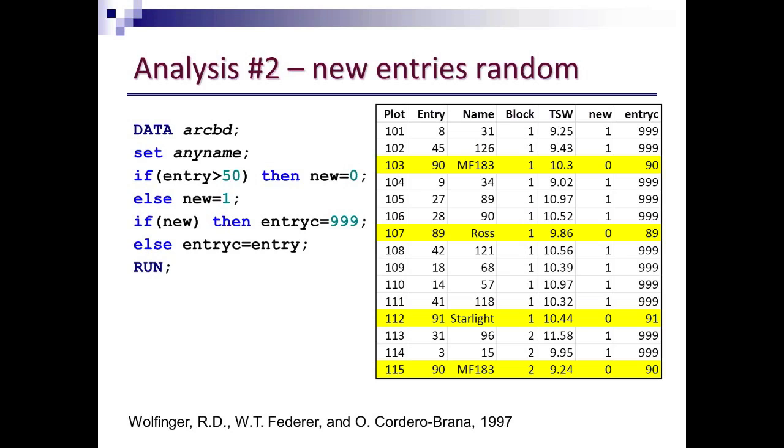For example, MF183 is entry number 90. So this allows us then to make comparison among our checks and then a collective comparison between the mean for the new entries and any of the checks. Okay, and so if you didn't want to do that manually, you could use this little routine here to create a new data set in that format.